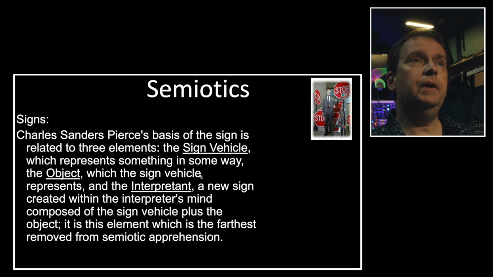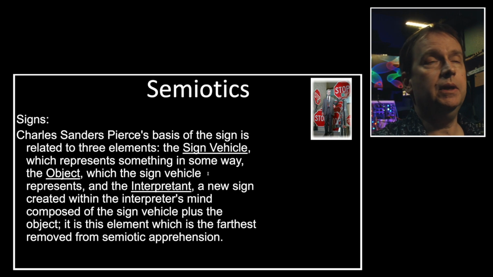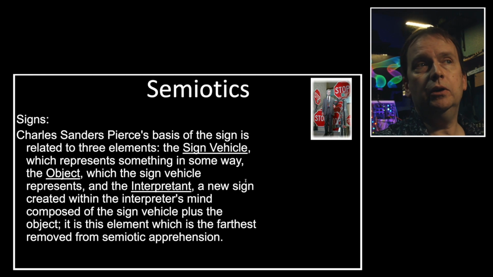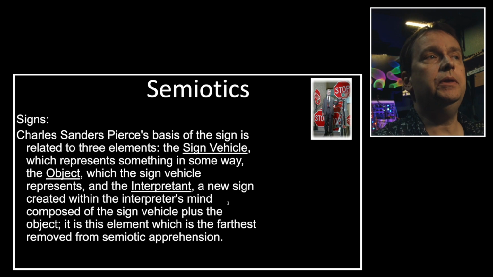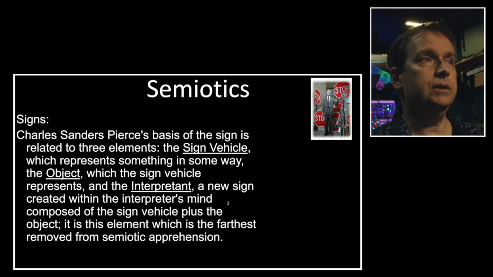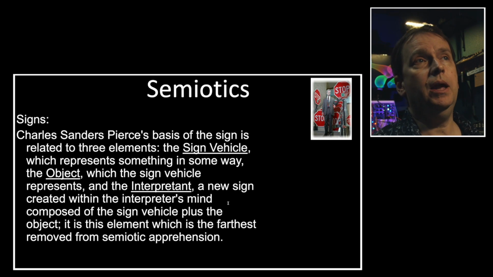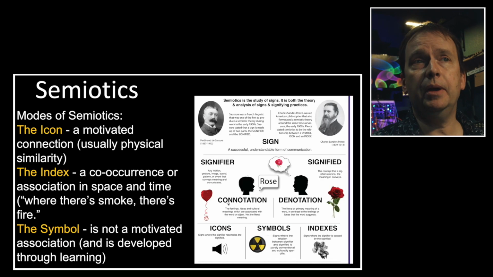So Peirce believed that there are three elements: what he called a sign vehicle, something which represents something in one way or another; an object, which is what the sign vehicle represents; and the interpretant, which is a new sign created within the interpreter's mind that is composed of the sign vehicle plus the object itself. It is this element which is farthest removed from semiotic apprehension. So I encourage you, if you get the urge here, to study more about semiotics.